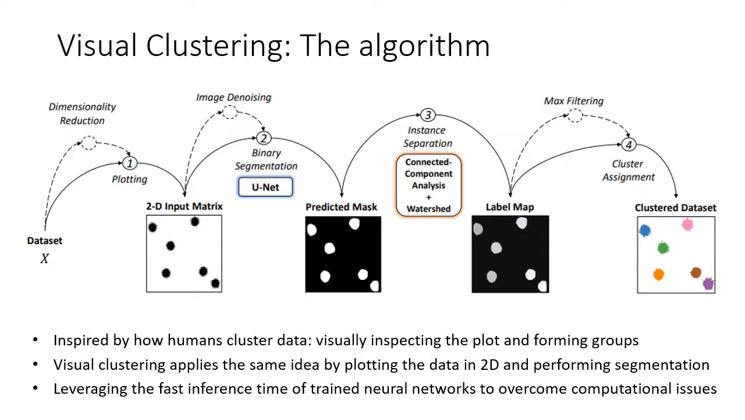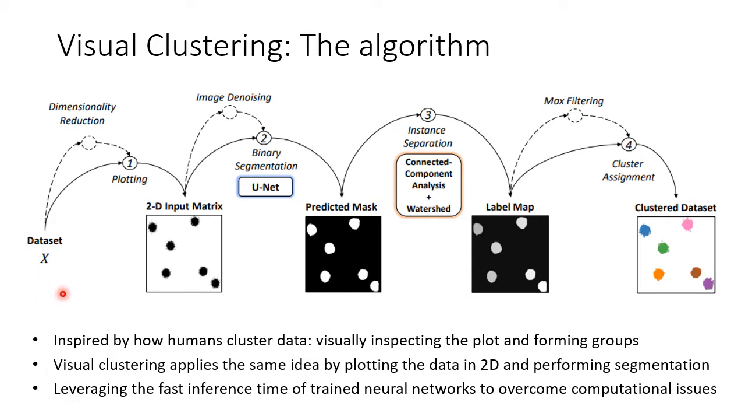So what we propose in this paper is actually a new way to cluster data, which we call visual clustering. The classical clustering algorithms are based on either distances or density or something else. However, this might be too slow to compute when the number of samples in our datasets is very large. So we follow a different approach that is inspired by how humans cluster data, which is by visually inspecting the plot of the data and then forming rough groups. Visual clustering applies the same idea.